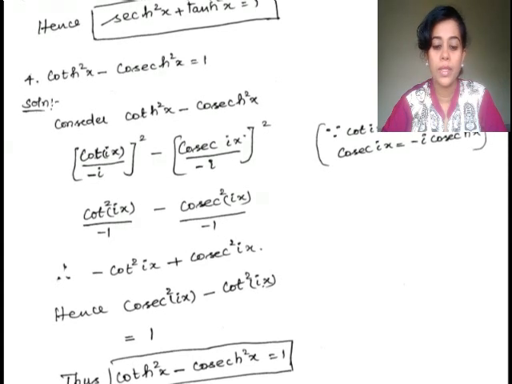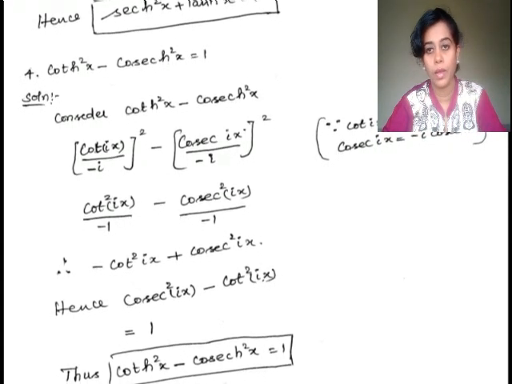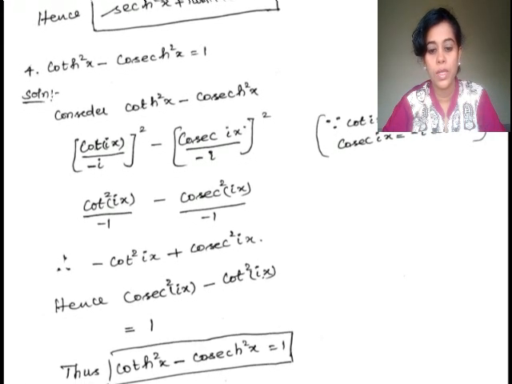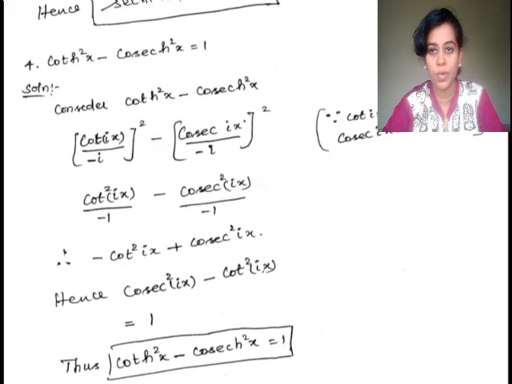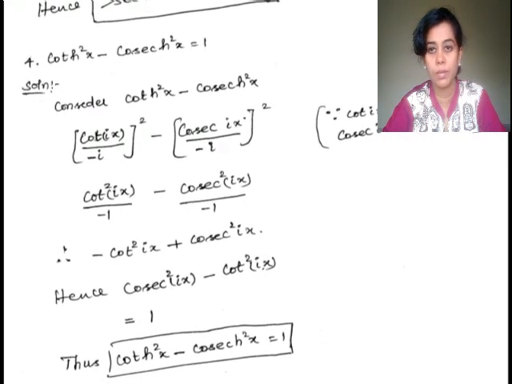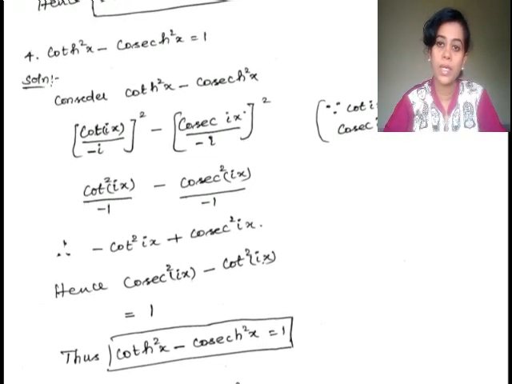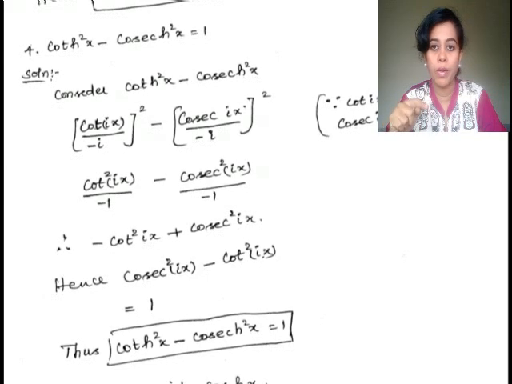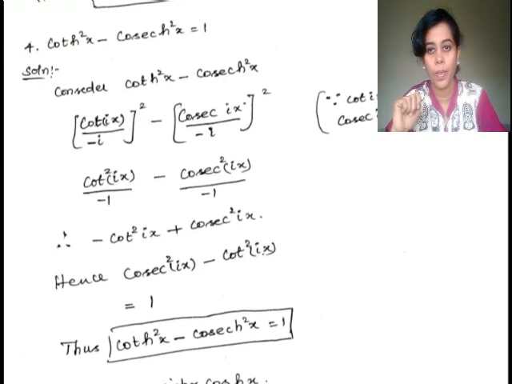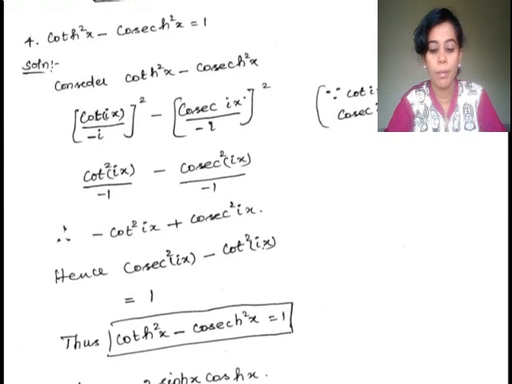Now squaring the terms, we are getting cot²ix by −1. Why is it minus 1? Because when you are squaring it, minus will be plus, and i² will be minus 1. So therefore it is cot²ix by −1, and minus of cosec²ix by −1, because minus squared will be plus and i² will be minus 1. So therefore it is minus cosec²ix by −1.